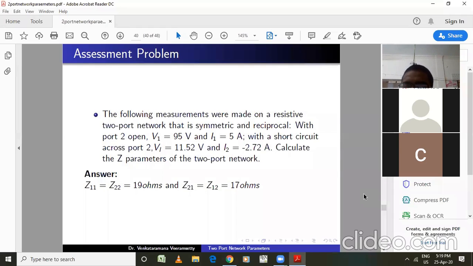Based on the reciprocity and symmetrical condition concepts told to you in today's session, you are able to solve this problem, right? You are able to solve this problem, right? Otherwise, I will solve it.